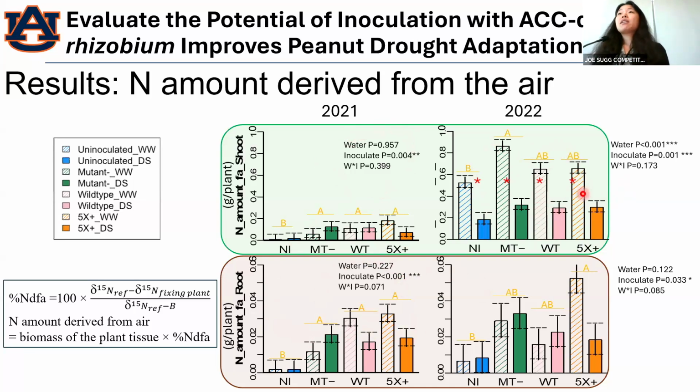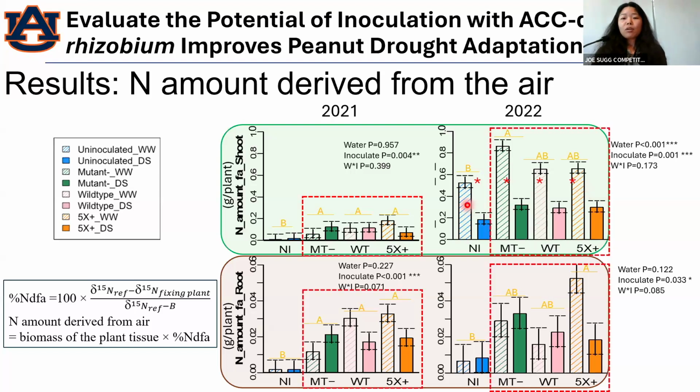Luckily, we are seeing significant difference in the inoculation treatment in both years in both parameters. Again, we're seeing the plants that didn't have any inoculation have significantly less nitrogen amount derived from the air in both root and shoot. So there is no significant difference among the mutant negative, wild type, and 5 times in the nitrogen amount derived from the air.